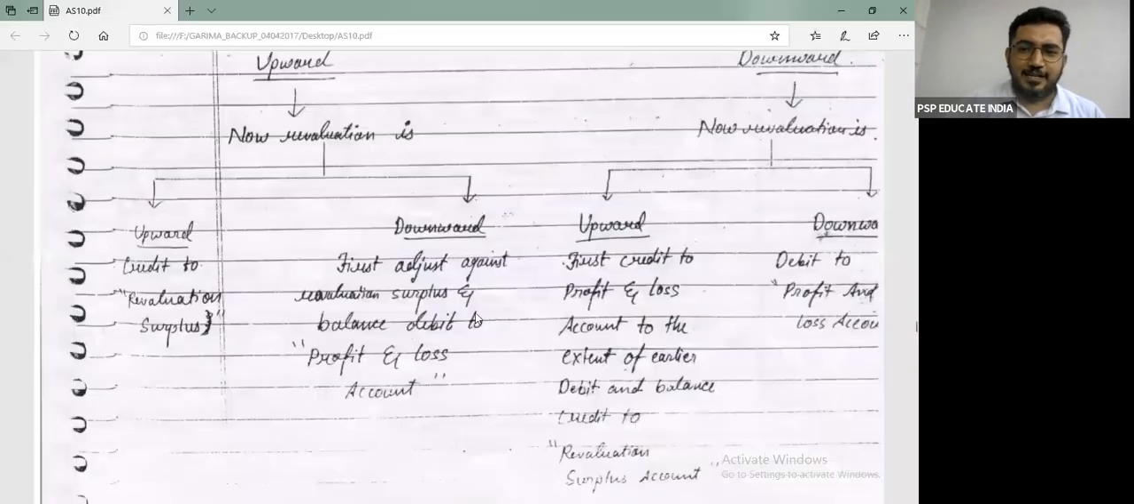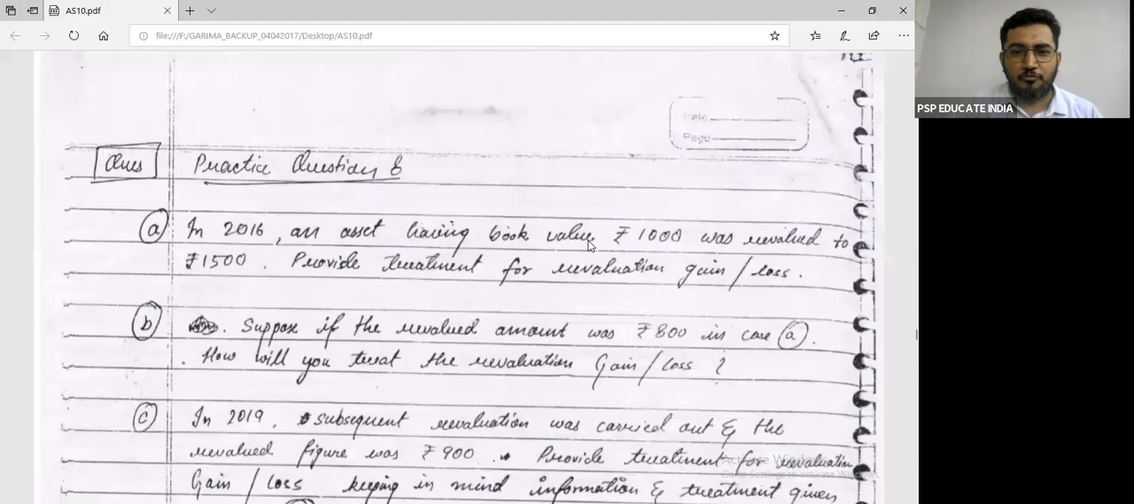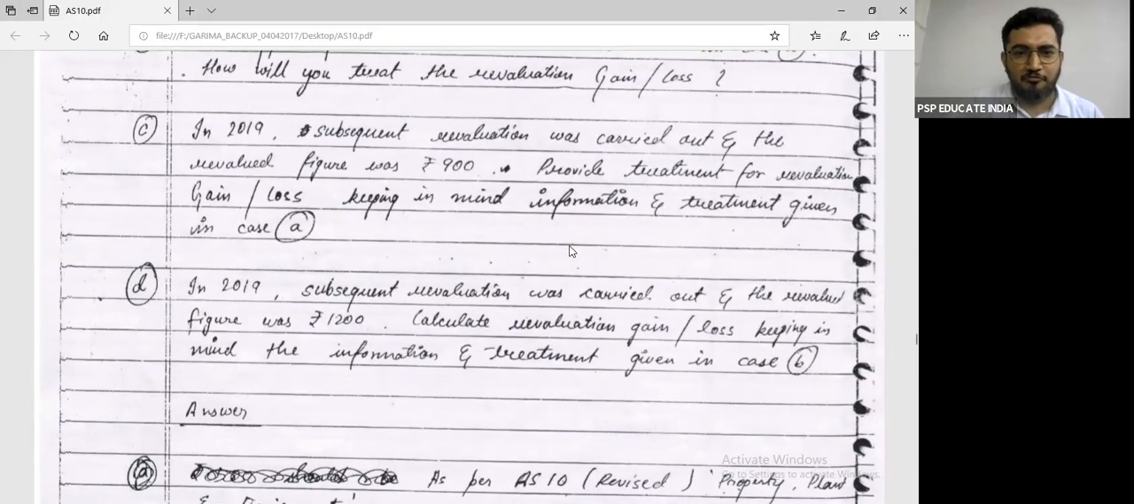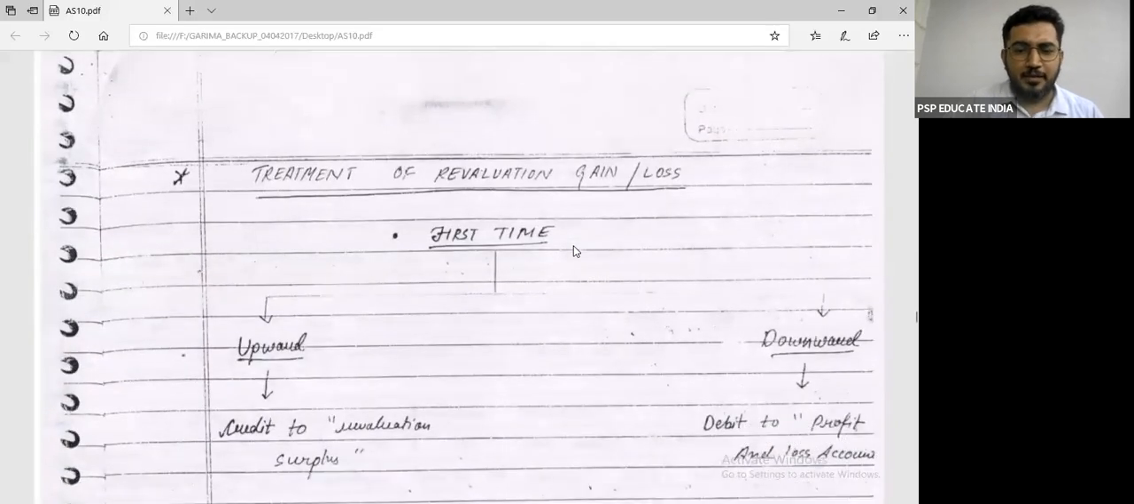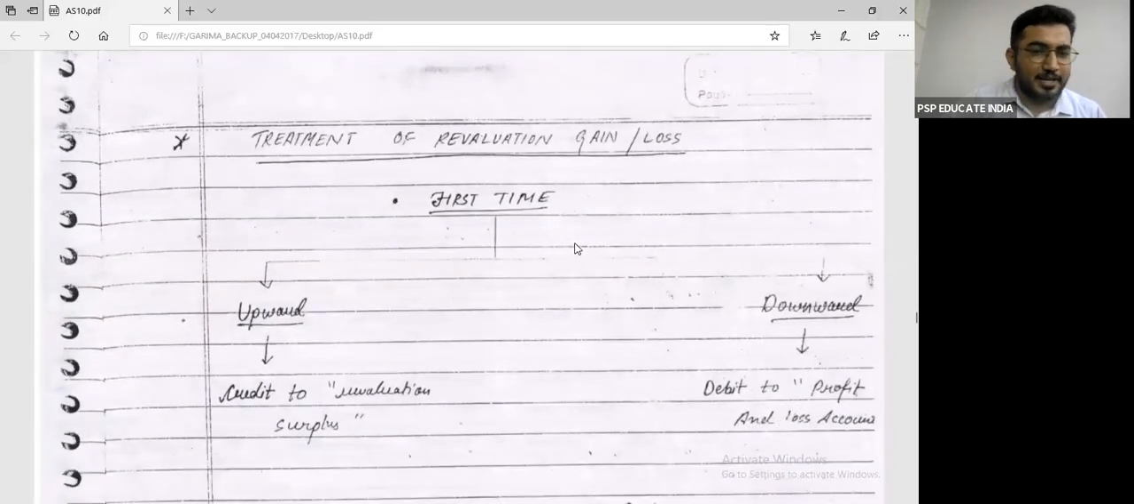Let's quickly revise this entire part, because after this you have a lot of questions which you will solve for me. So you have 4 questions, 1, 2, 3, and 4. All 4 you will solve for me. Before that, let me quickly revise this entire concept. Treatment of revaluation gain or loss. If it is revaluation for the first time, which is upward revaluation, you will credit to revaluation surplus. If for the first time it is downward revaluation, then you will debit the profit and loss account.